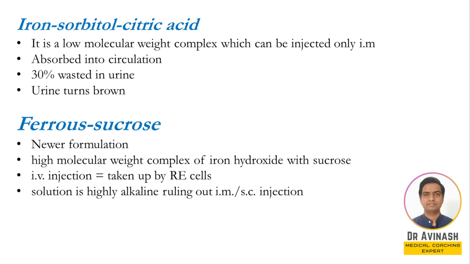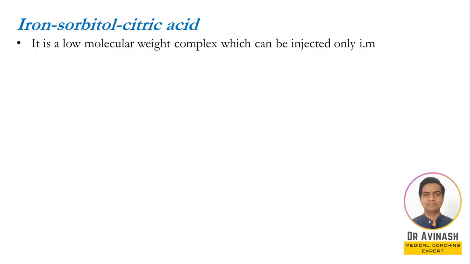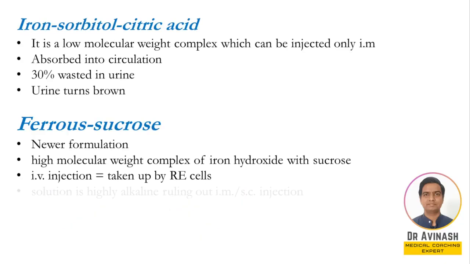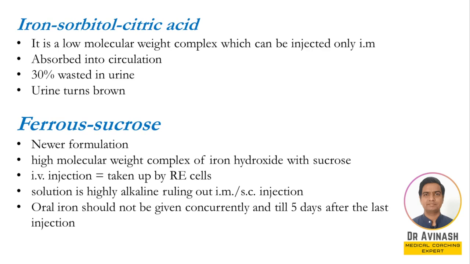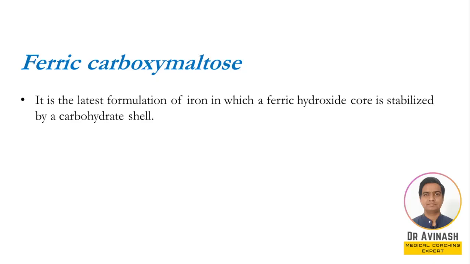So iron sorbitol citric acid is IM only, ferrous sucrose is IV only, and the one which we studied here, iron dextran, is both IM and IV. Easy. Oral iron should not be given along with ferrous sucrose until 5 days after the last injection. So you start iron after 5 days if you have to start iron. Simple. The next medicine that you need to know is ferric carboxy maltose.